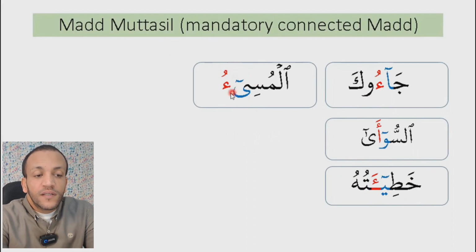Before it we have the letter Ya with the sign of the long mad. So this also is a connected mad, Mad Muttasil. By reading, you must prolong here 4 harakat, and you will read Al-Musi'u.